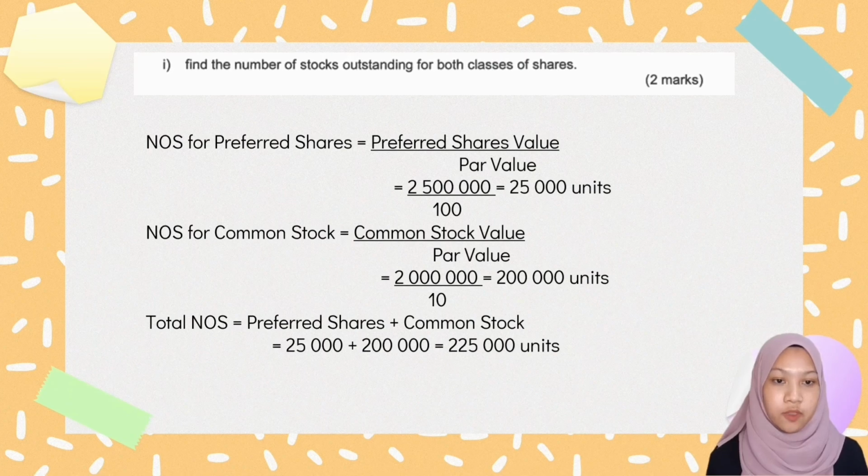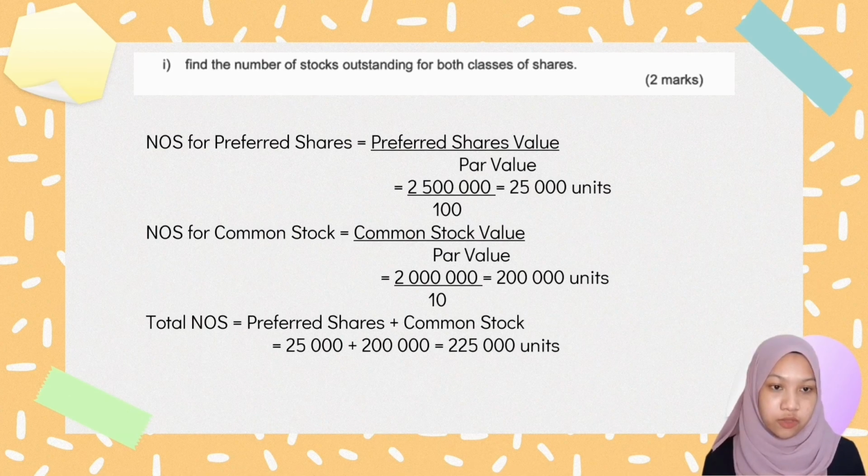So, to find the number of stocks outstanding for preferred shares, the formula is the amount of preferred shares divided by its par value. In this case, 2,500,000 ringgit will be divided by 100 ringgit, and we will get 25,000 units of preferred stocks. The same formula will be used for common stock, which is the amount of common stock divided by its par value, which is 2 million ringgit divided by 10 ringgit. And we will get 200,000 units of common stock.